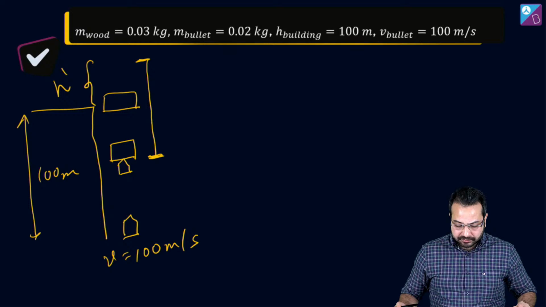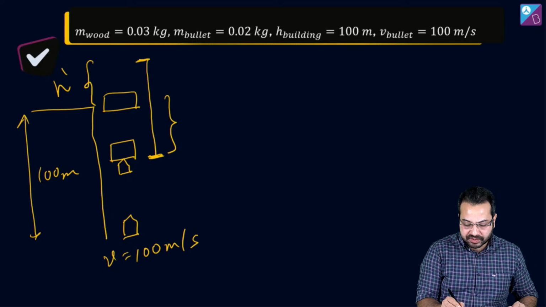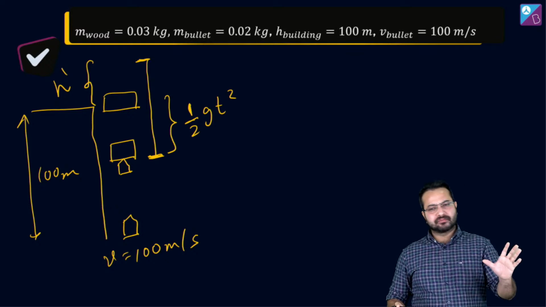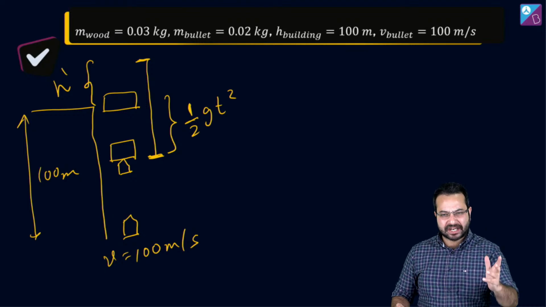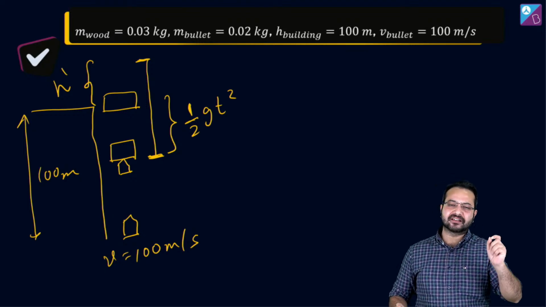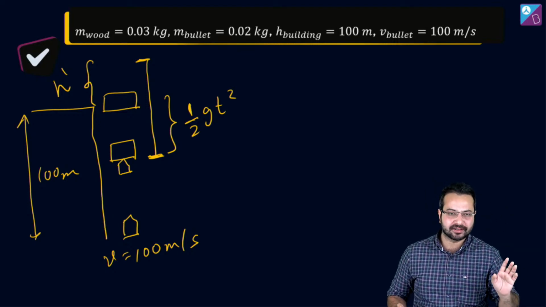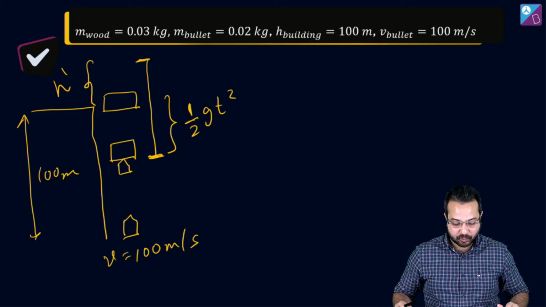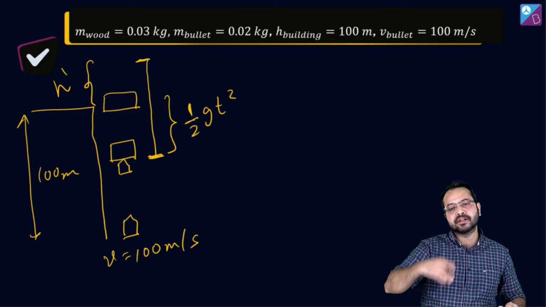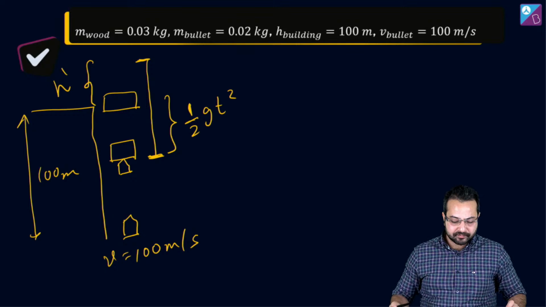So what do we have here? Let's say this distance, how much is this distance going to be? Is it going to be half gt square? Since you are in class 12, you are mature enough, you're not kids anymore, so I'm not going to write the equations of motion, s is equal to ut plus half gt square. I'm directly going to write the expression that is required. This wood falls under gravity from rest. So what will be the displacement? The displacement is going to be half gt square.